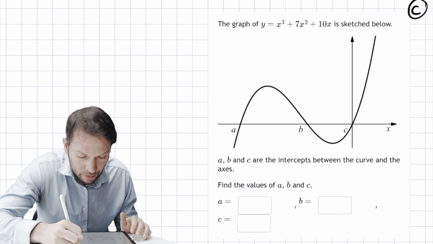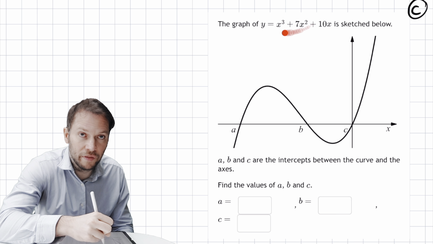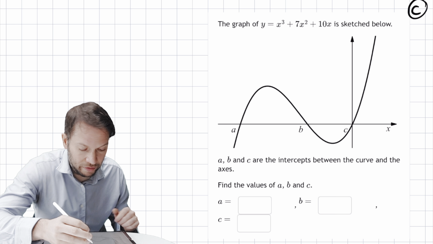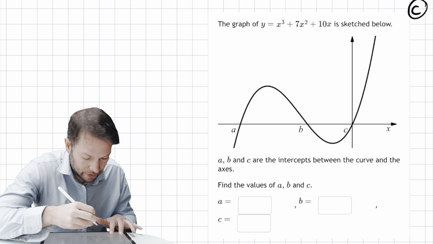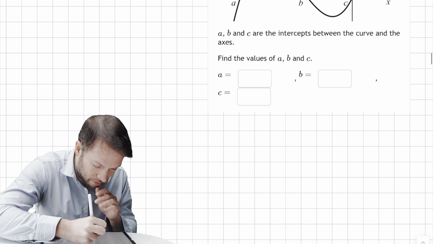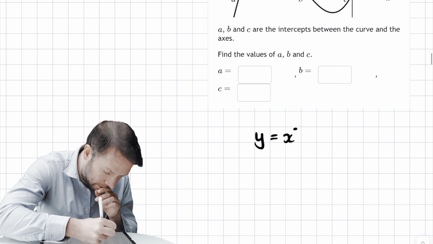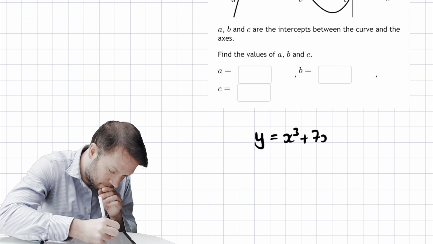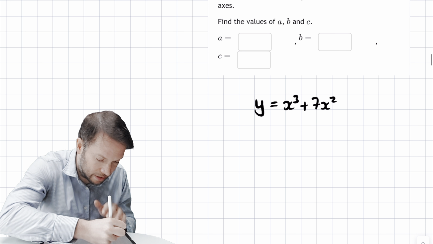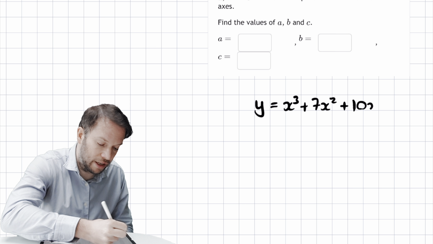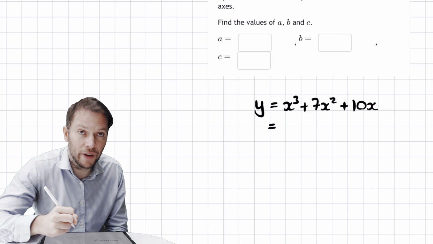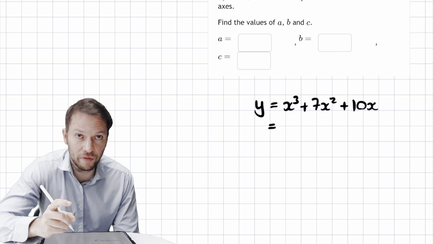Let's look at this. Now, it's not in factorized form. We want those factors so we can apply the theory from before. So we need to factorize this. So let's just copy it out. y equals x cubed plus 7x squared plus 10x. Now, to factorize it, first note that we've got a common factor of x. Always look out for common factors first.